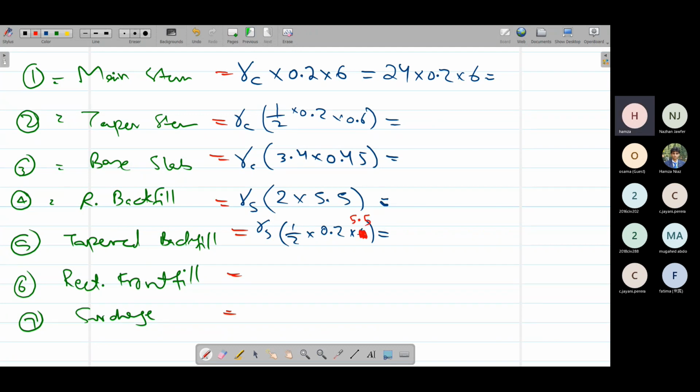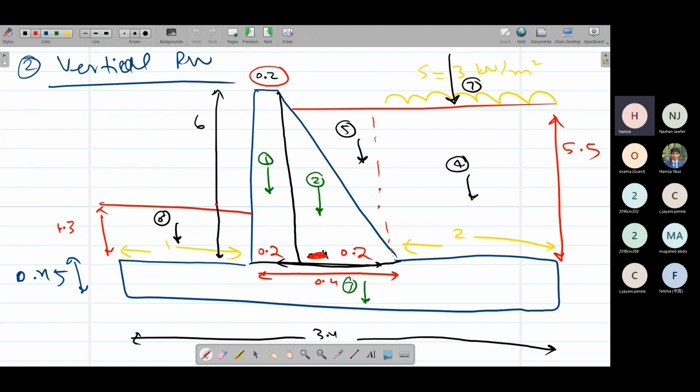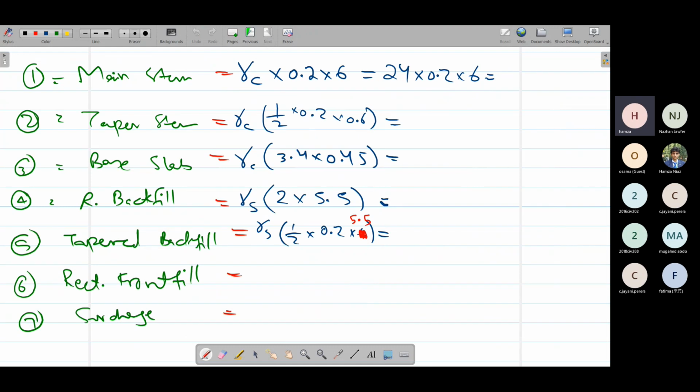This we are taking as the backfill. Actually this portion is not exactly equal to 0.2. It is a little bit less than 0.2, but we are assuming that we can simply take this as 0.2. If we have to be more accurate, we can make this triangle and compare these two similar triangles, but simply we can take this as 0.2. There's not much difference. It is a very small value.